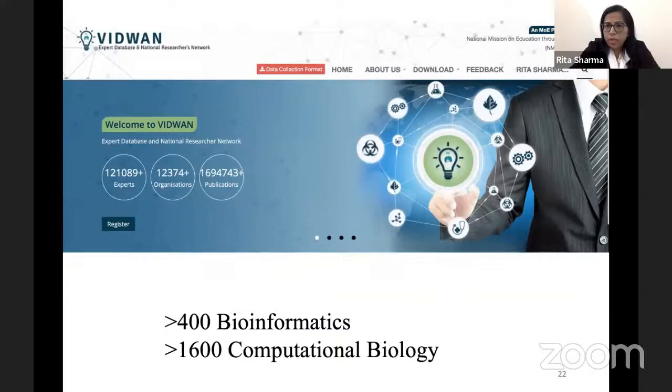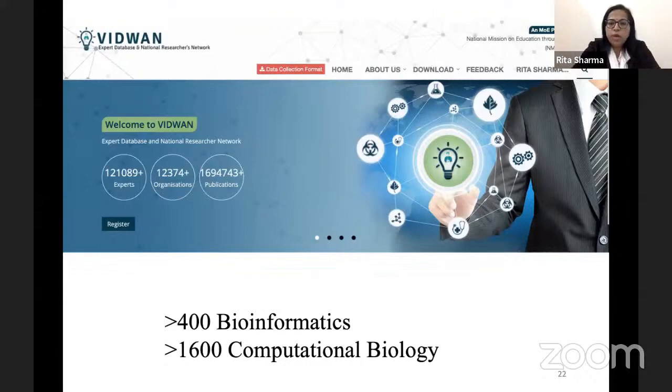There has also been an initiative by the National Mission on Education through ICT, where they have come up with the VIT Portal, where researchers can register themselves with their expertise. And then using that expertise, these databases are searchable.